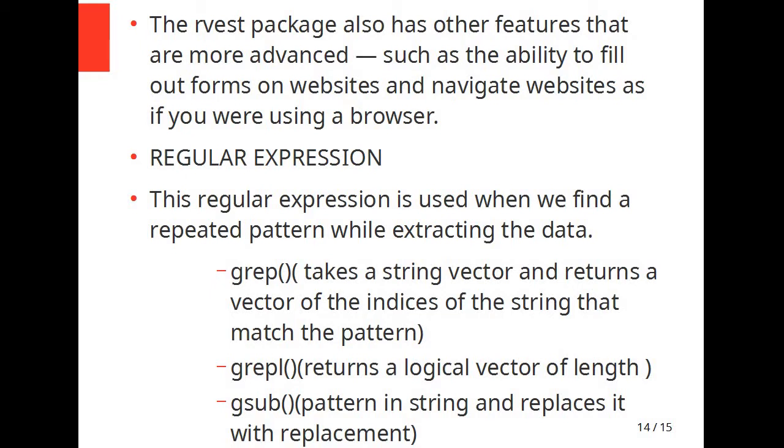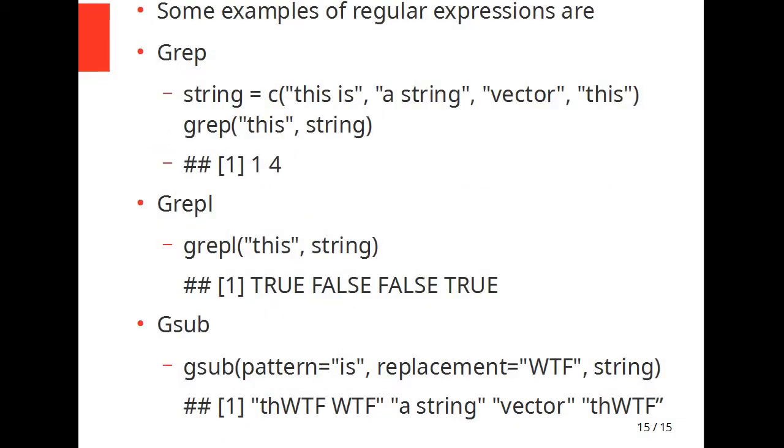grep returns the string vector indices of the strings that match the pattern. grepl returns a logical vector of the same length. gsub replaces the pattern in the string with its replacement string. Here are a few examples of those regular expressions. When we give a string in this format, grep returns the position where the pattern is present. And in grepl, if this keyword is present inside that string, it returns true, else it returns false. And in gsub, the pattern is replaced with WTF in the string.